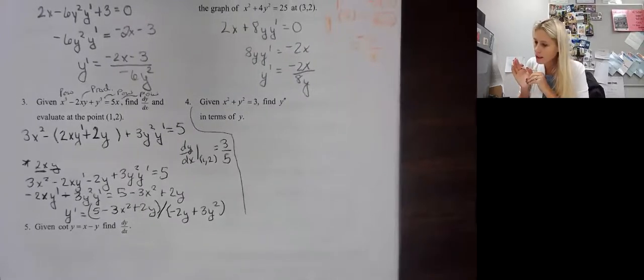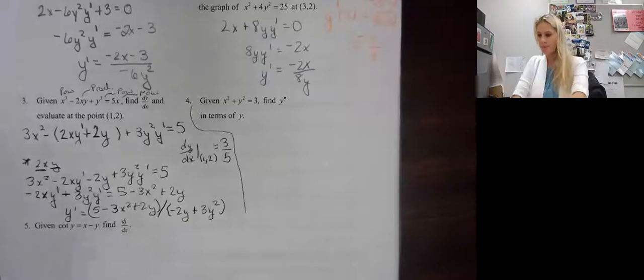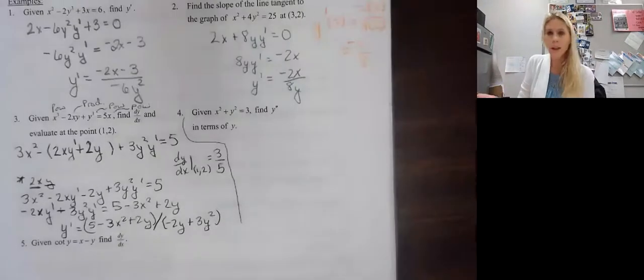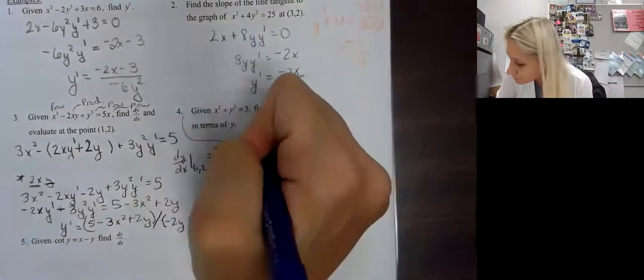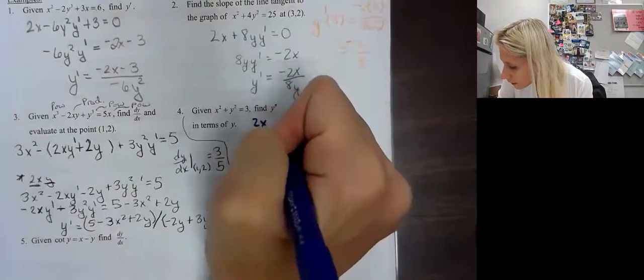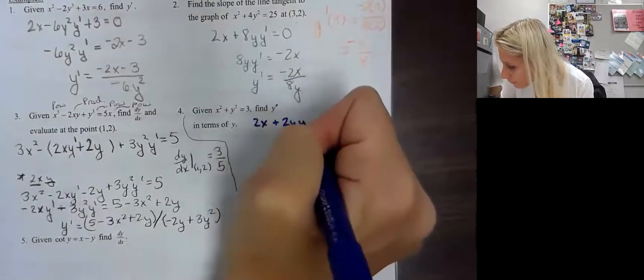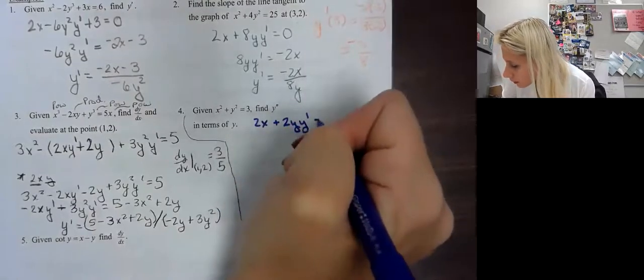Okay, given the equation, find y double prime. This is going to be tricky. I'm going to make sure that I'm using a pen that won't stop me. Okay, double prime. So what does that mean in our case? Well, let's do implicit first. So we get 2x plus 2y, hook on that y prime, equals 0.